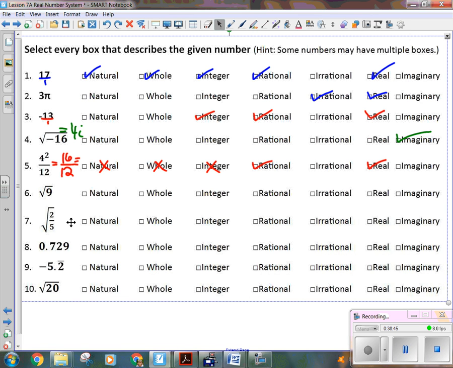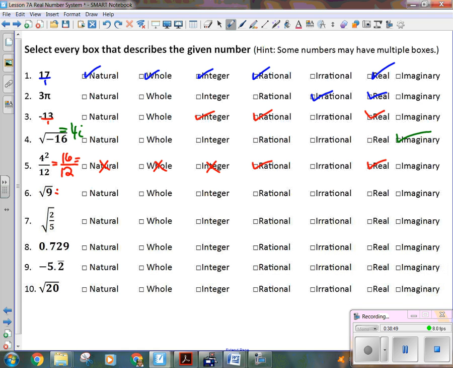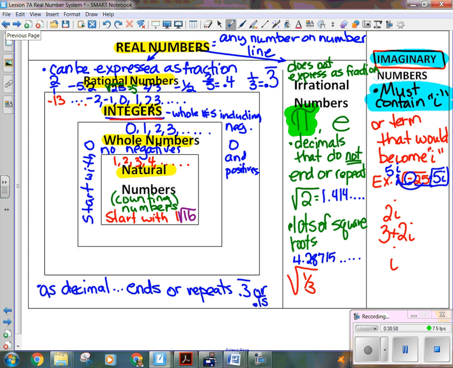All right, I want you to take a look at 6. I'm not going to do this one, but does square root of 9 work out? I think it does. See if you can make a determination. Again, go back over here and find the very first subgroup that it would belong to. Sometimes you have to go up the ladder. A natural number is also a whole number, which is also an integer, which is also a rational number, which is also a real number. So don't forget to do that.